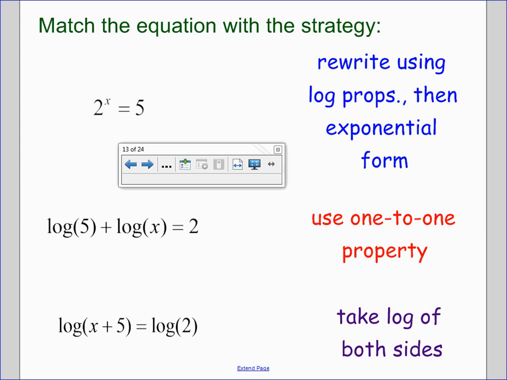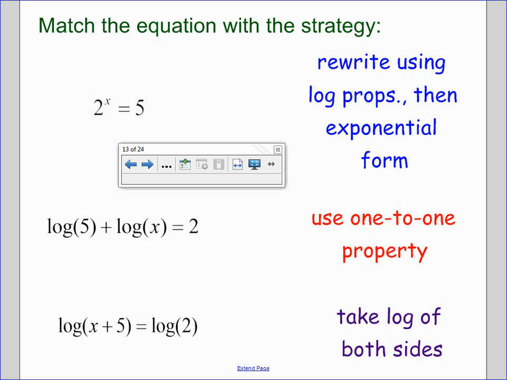the red, use 1-to-1 property, or the purple, take log of both sides, is going to be the proper strategy. So what would we have to do in order to solve that first one? 2 to the x equals 5. All right, what would we have to do to that? Adam? Going to do the blue. How would I get that variable down out of the exponent? What would I have to do to allow me to get that variable down from the exponent?